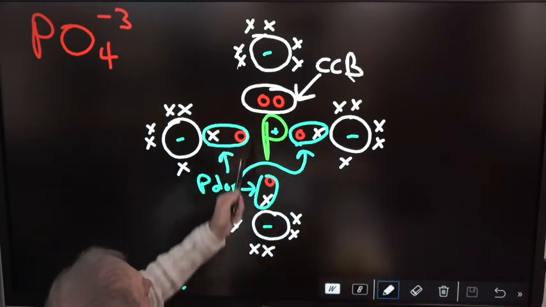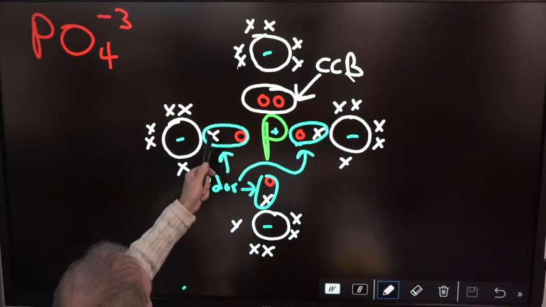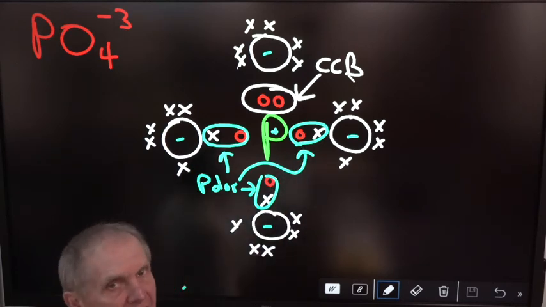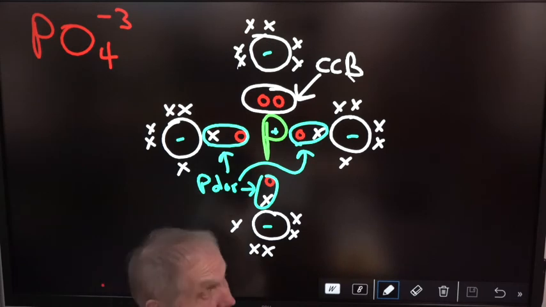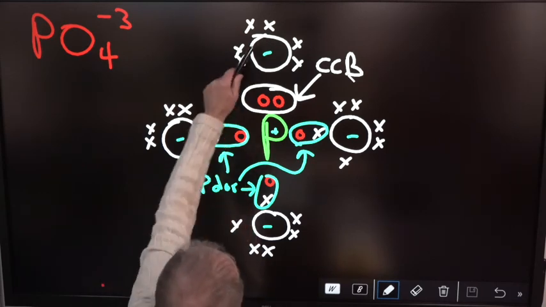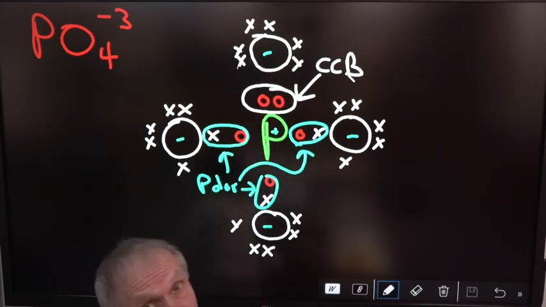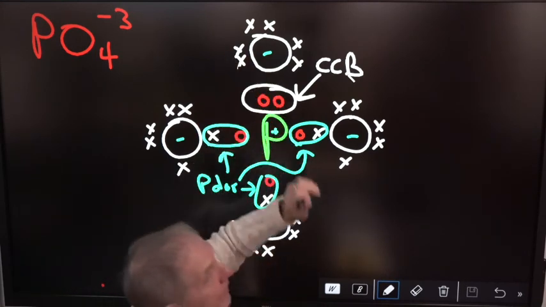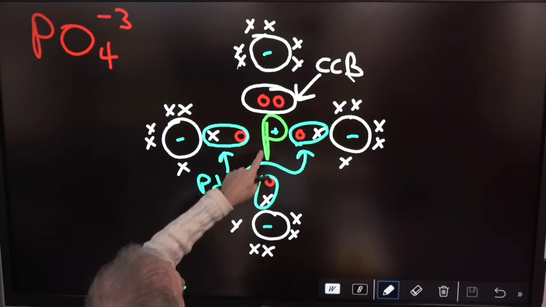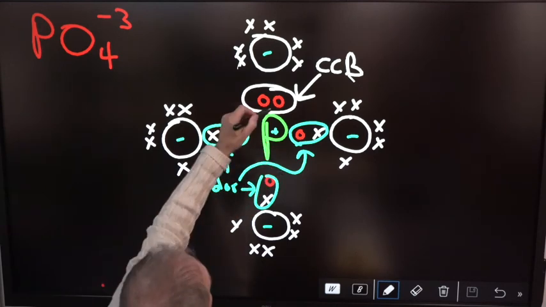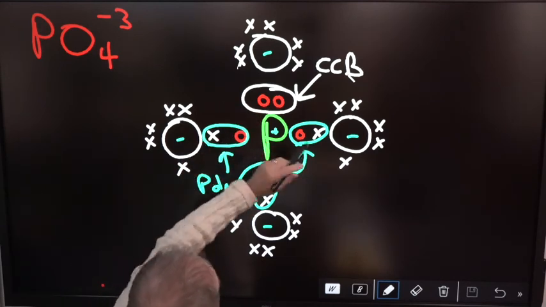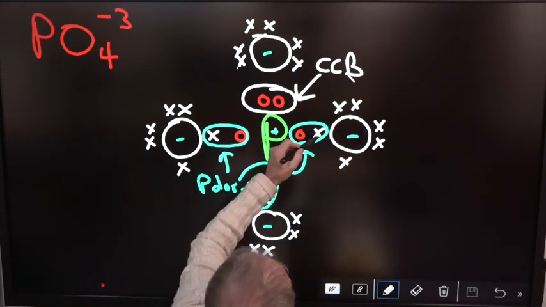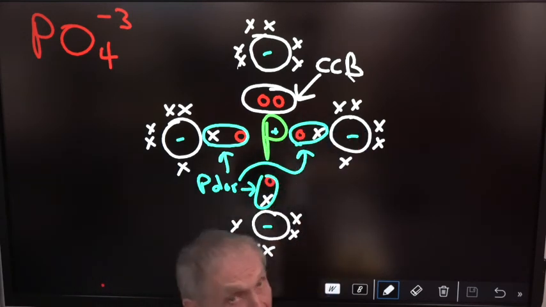So I have 1 CCB and 3 polar bonds. Now, is everything satisfied? Well, let's take a look. We know that this oxygen is totally satisfied because it's got 1, 2, 3, 4, 5, it's got 8 around it. So that one's cool. This P is satisfied. 1, 2, 3, 4, 5, 6, 7, 8. That's perfect. What about this O? 1, 2, 3, 4, 5, 6, 7.